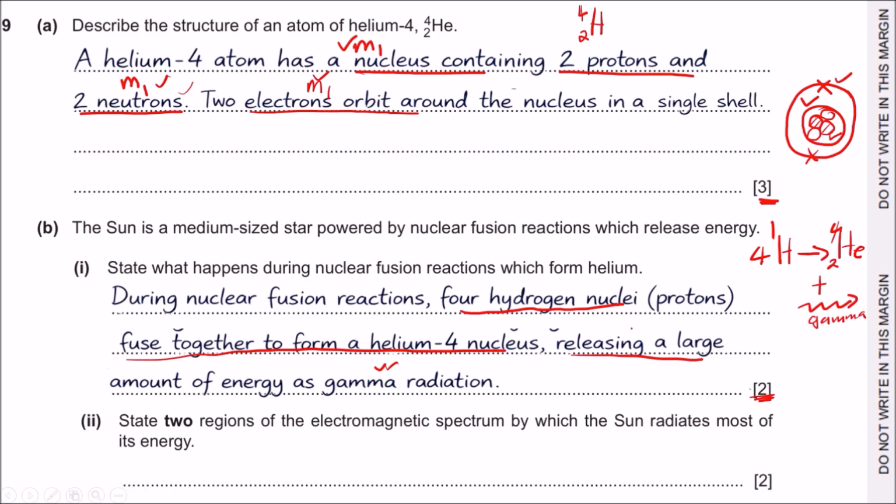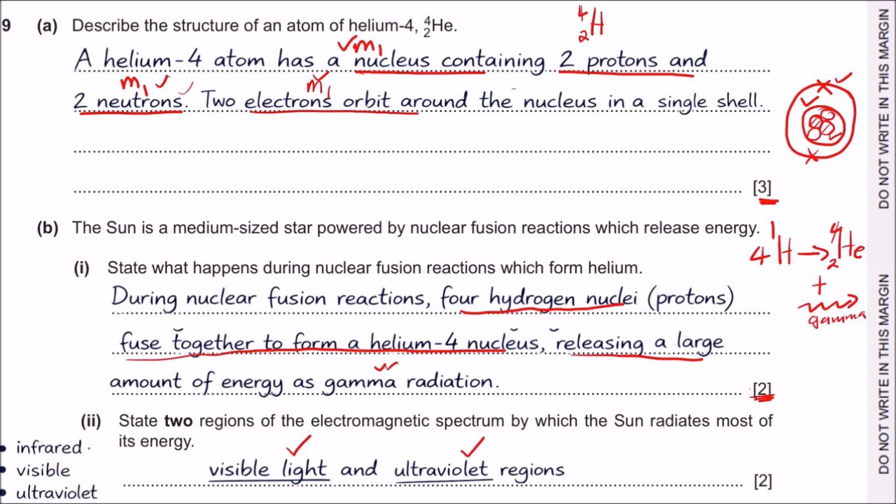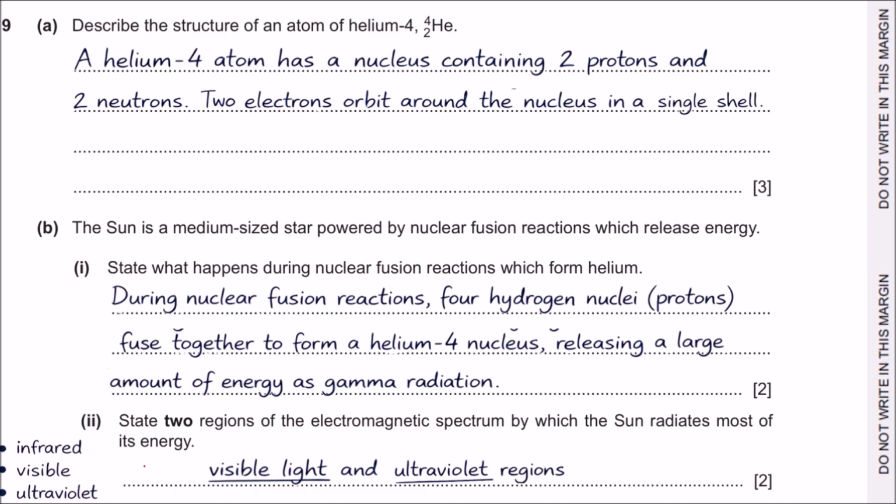Part 9b2 says, state 2 regions of the electromagnetic spectrum by which the sun radiates most of its energy. There are 3 major regions, so you just needed to pick 2 from the 3. You can pick visible light, you can pick ultraviolet, and there is infrared. All hot objects emit infrared, so you could have picked the infrared, the visible light, or the UV, and you secure the 2 points.